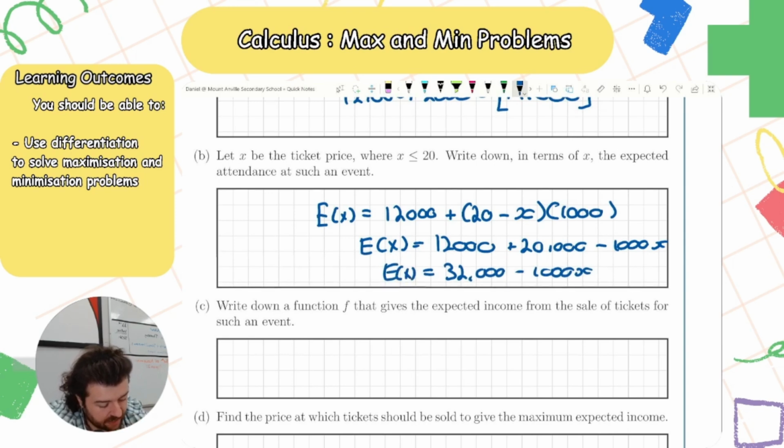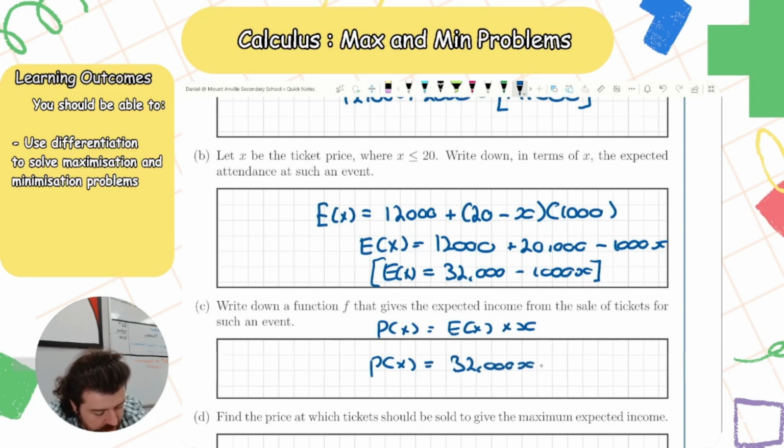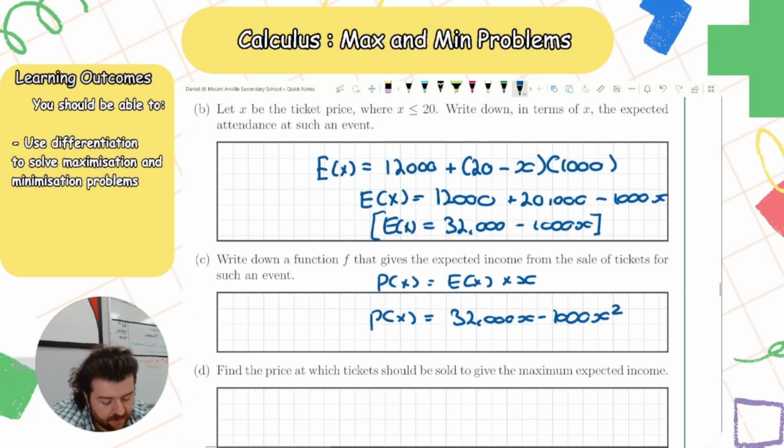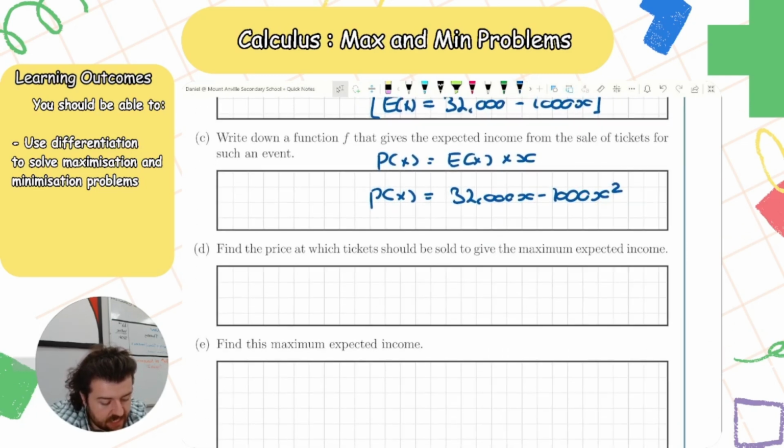Write down a function f that gives you expected income with the sale of tickets for such an event. So this is the attendance and ticket price is X. Therefore, my income will just be attendance times X. So my expected income will be 32,000x minus 1,000x squared. And finally, find the price at which the ticket should be sold to give them maximum expected income.